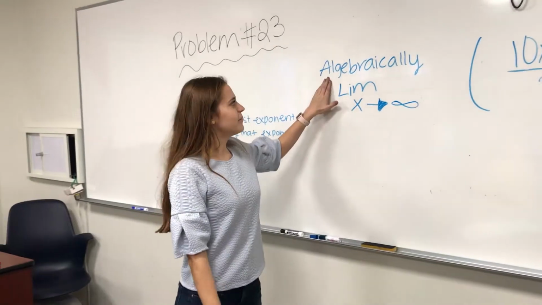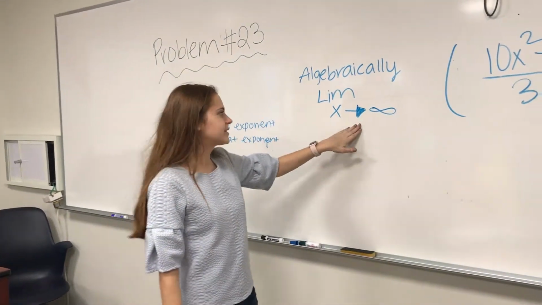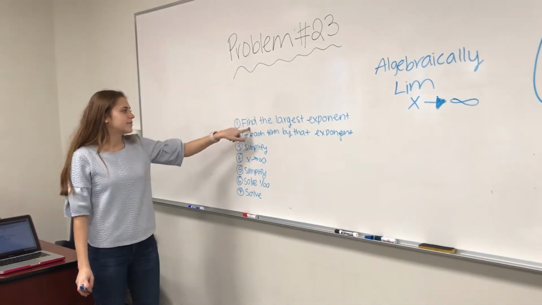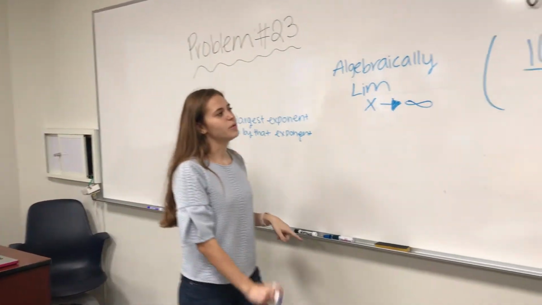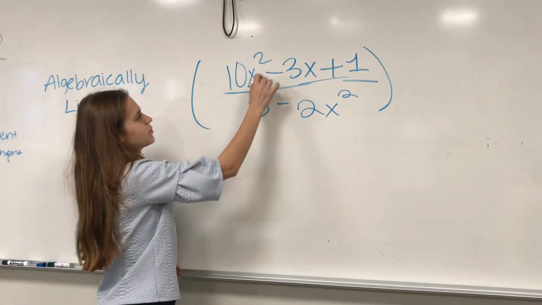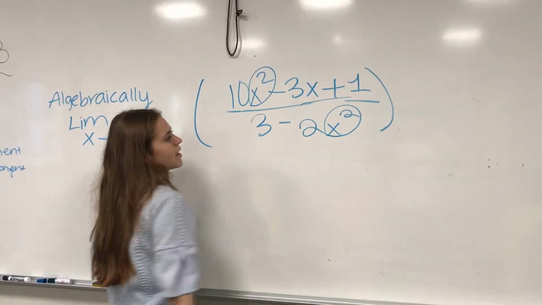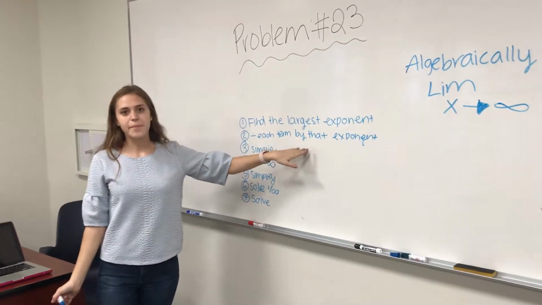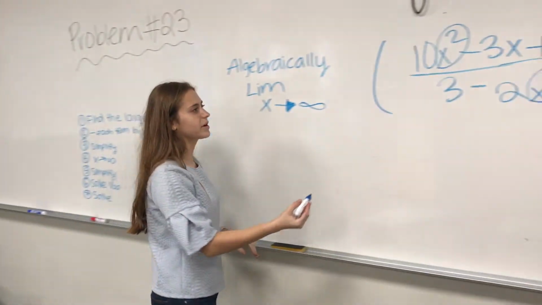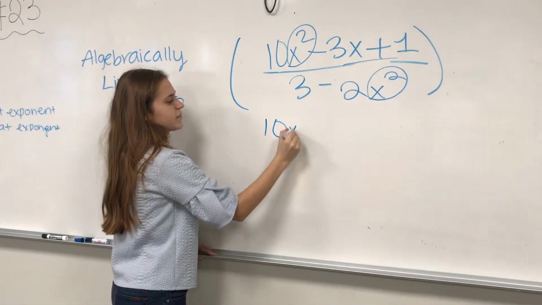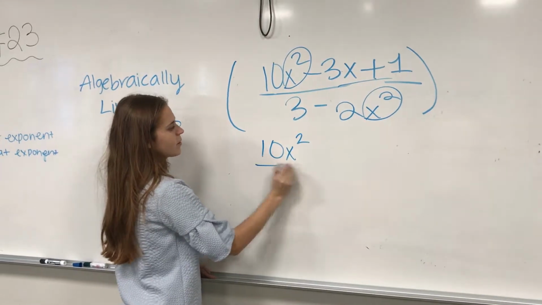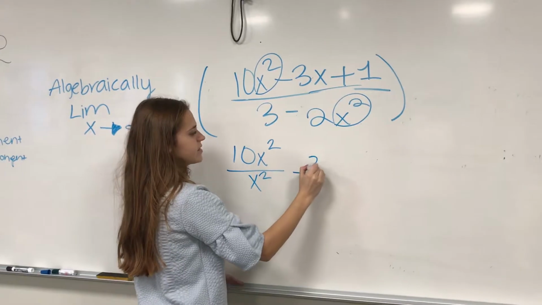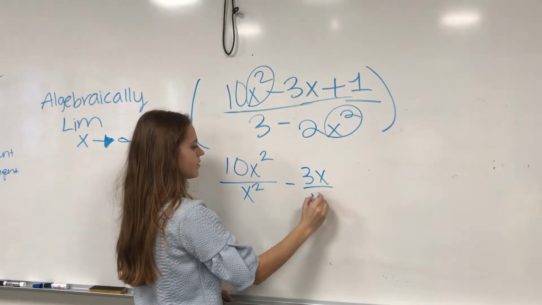Okay, this is our problem, algebraically limit x to infinite. So our number one rule is find the largest exponent. So in this problem, our largest exponents are these ones. And then number two is divide each term by that exponent. So we're gonna divide 10x to the second power divided by that exponent. Then the same with the rest of the numbers.